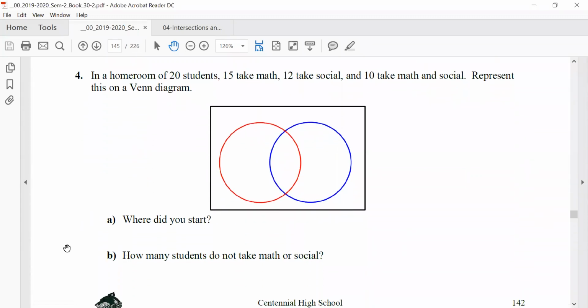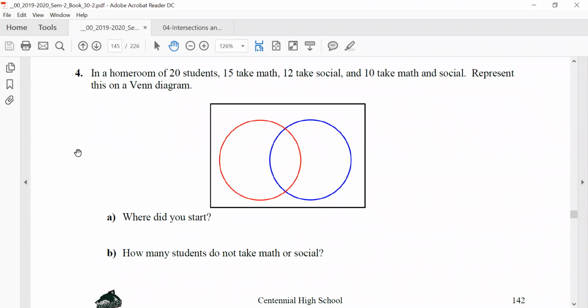Okay, last question for the day. In a homeroom with 20 students, 15 take math, 12 take social, 10 take math and social. Okay, now this is a very, very common question for a test, for a diploma. We had one on the written on the diploma not too long ago.